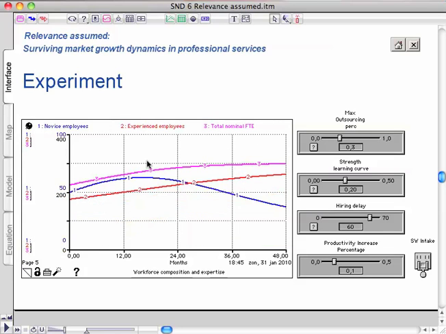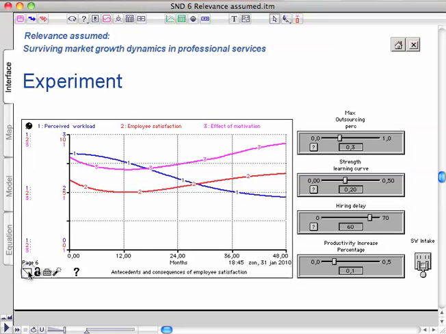Well, what you see here is that there's no way about it. If you increase your FTE, you have to get new people on board. And so the total FTE is especially brought about by a sharp increase in new employees. Some of them leave, but most of them become experienced and so move from the blue to the red line. And that's how we get a total nominal FTE here.